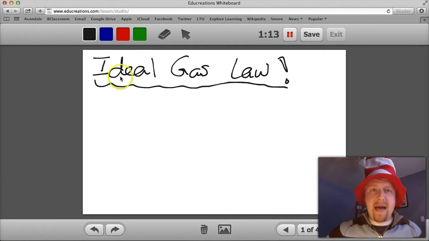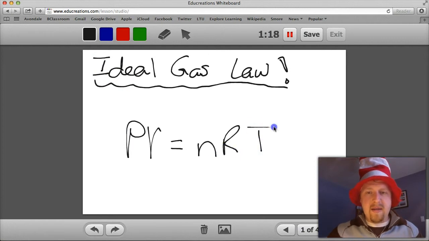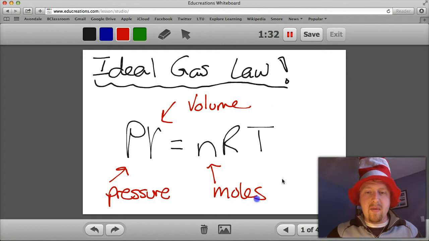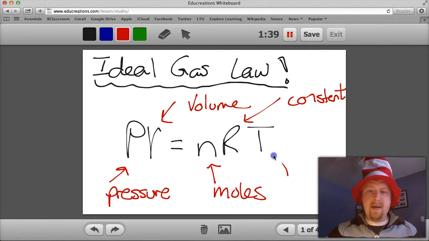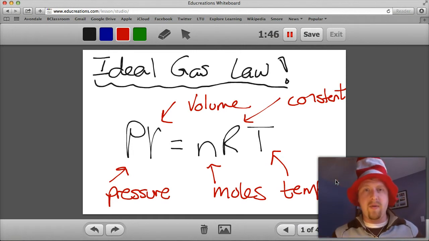Okay, so the ideal gas law is PV equals nRT, and we addressed what each of these mean. First of all, P is pressure, V is volume, n is moles, R is our constant, which I'm going to talk about next, and T is temperature.